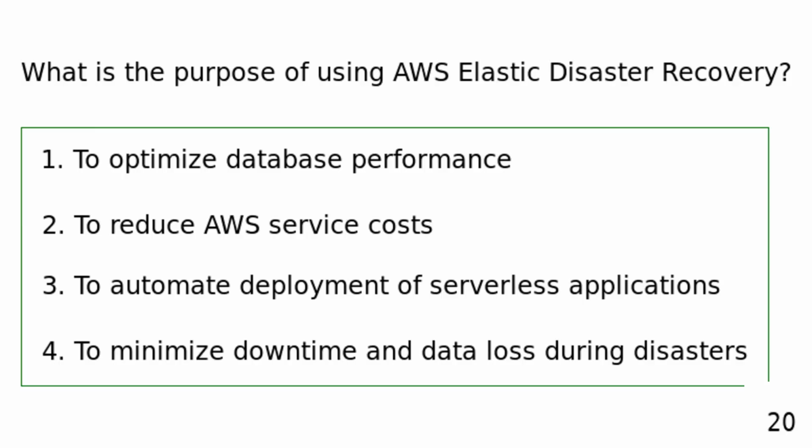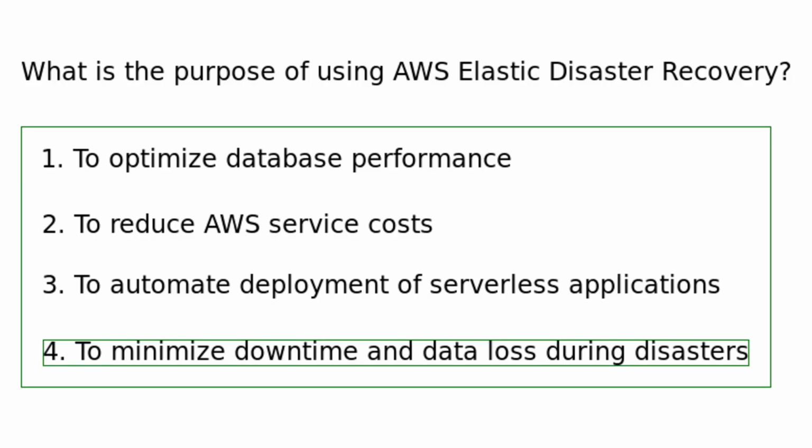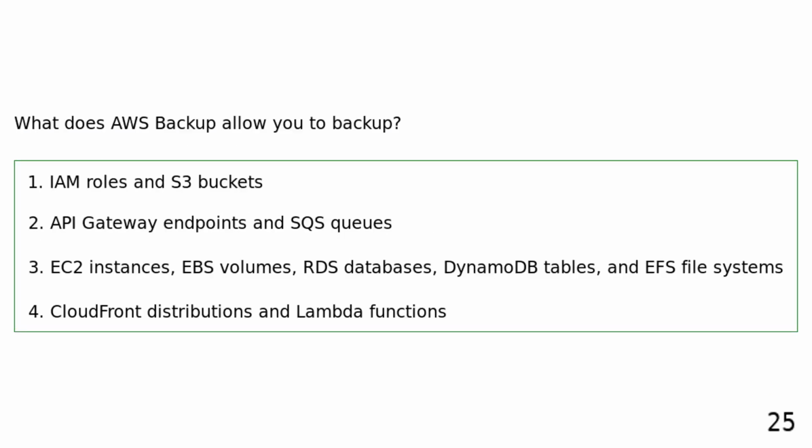To optimize database performance. To reduce AWS service costs. To automate deployment of serverless applications. To minimize downtime and data loss during disasters. AWS Elastic Disaster Recovery is designed to minimize downtime and data loss during disasters, ensuring business continuity. What does AWS Backup allow you to backup?